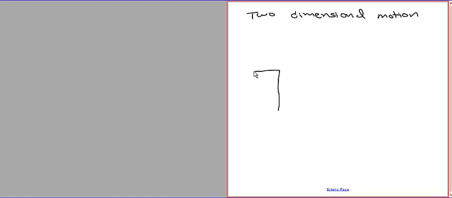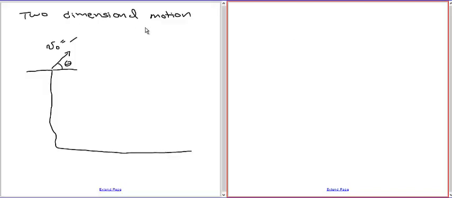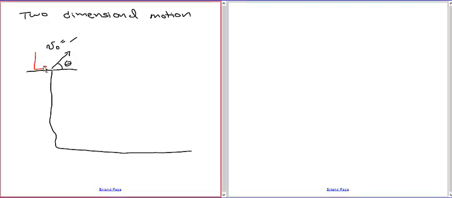Basically what we have is some situation where an object has some initial velocity v0 of some value. I'm not going to tell you what it is. And then you have this angle relative to the horizontal. The whole idea of two-dimensional motion is to break it up into two components, always an x and y component. Most of the time x is the horizontal and y is the vertical.